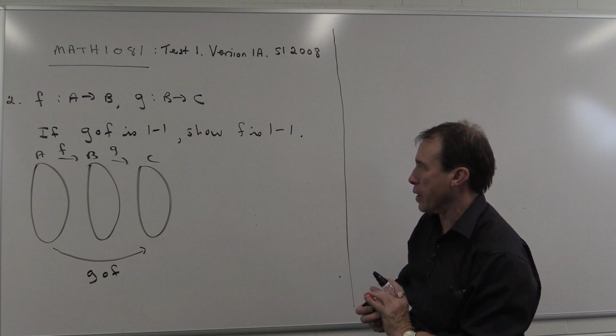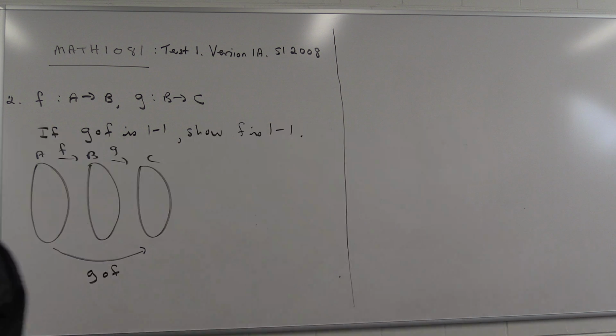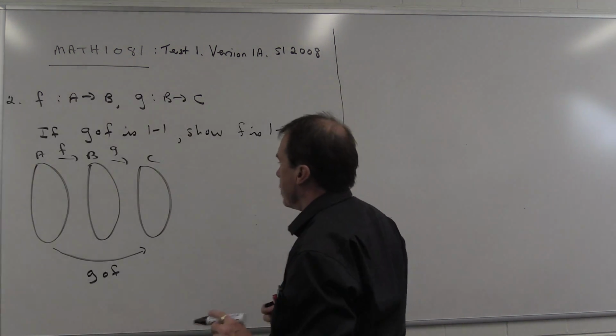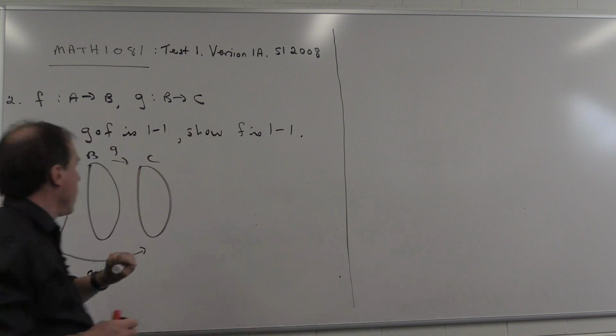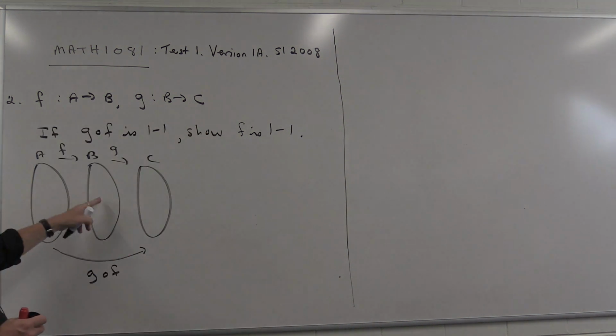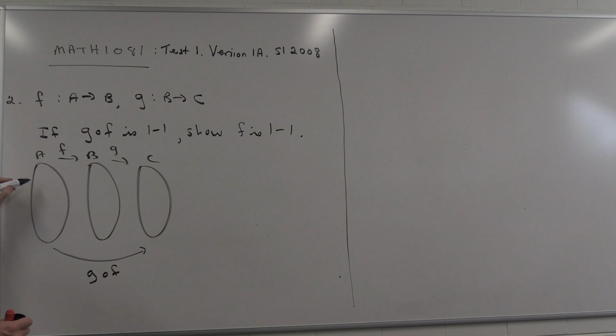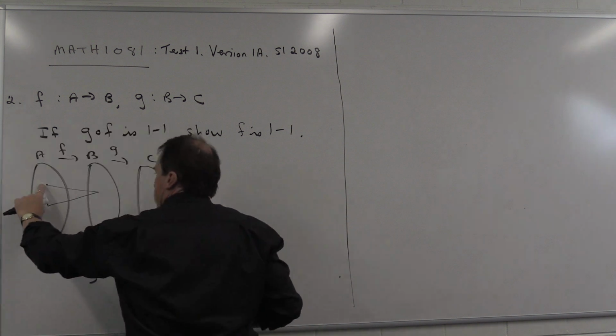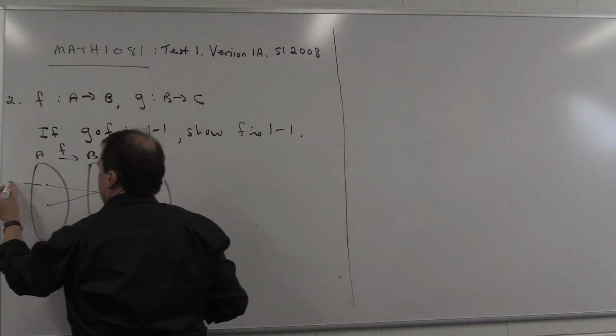As G circle F. Let me just check I've written the question correctly. Yep, that's G circle F there. So I'm given the fact that G circle F is 1 to 1, and I want to show that F is 1 to 1. 1 to 1, remember, means that if you start out with two objects and they map into the same thing, then in fact the two objects you start out with were equal.